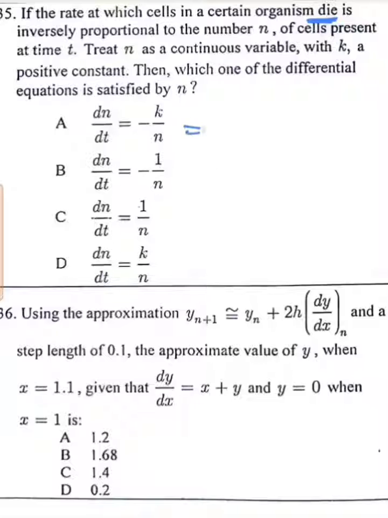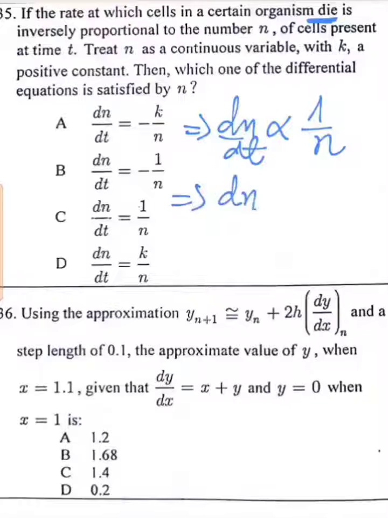In that case, we can now say that dn/dt is proportional. Since they have said inversely proportional, it should be proportional to 1 all over n, so that we get dn/dt equals negative k all over n, where the negative sign indicates the decrease in the number of cells. So this corresponds to option A.